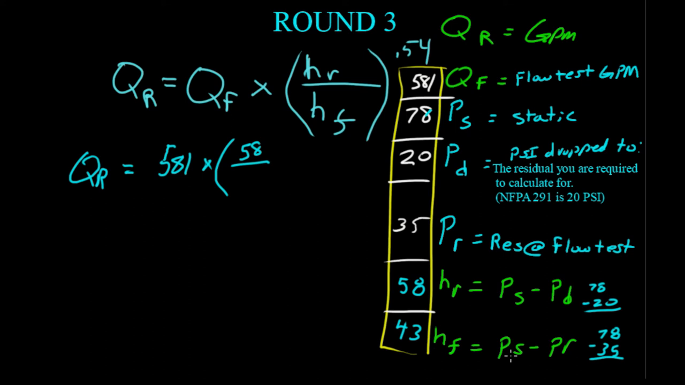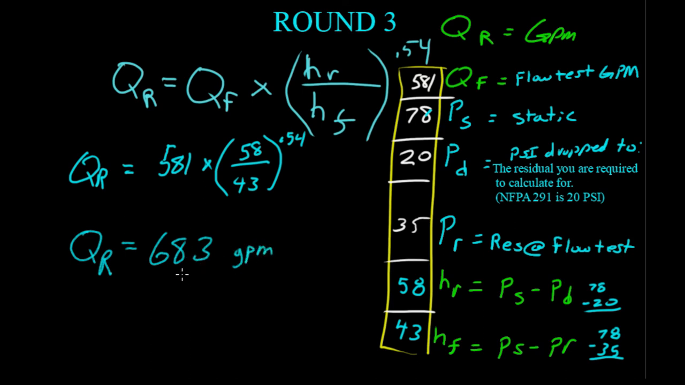And then our HF is our static pressure minus our residual from the previous flow test. So this is going to be 43. To the power of 0.54. So go ahead and work that out and let's see what you come up with. QR equals 683 gallons per minute, and that's rounded to the nearest gallon.